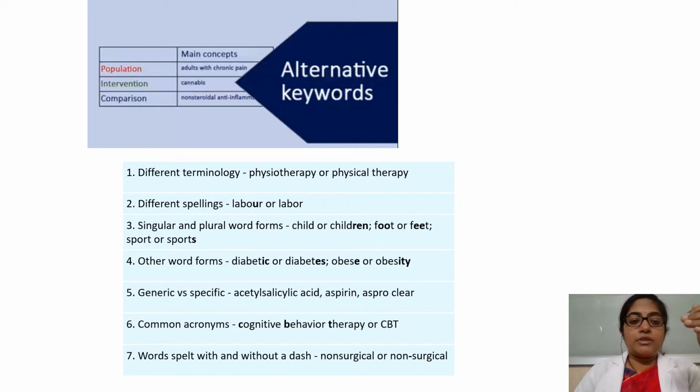Now, for example, generic versus specific, that is acetylsalicylic acid, aspirin. Common acronyms, cognitive behavior therapy or CBT. Words spelled with or without a dash, non-surgical, non-dash-surgical. So we should make sure nothing is excluded just because we have a poor search strategy or we did not put in that keyword. That is why some studies are excluded. This should not happen, and this is why we should know about all these things.